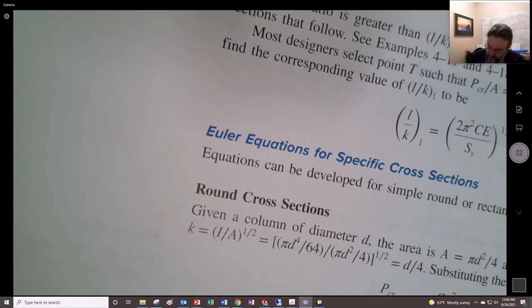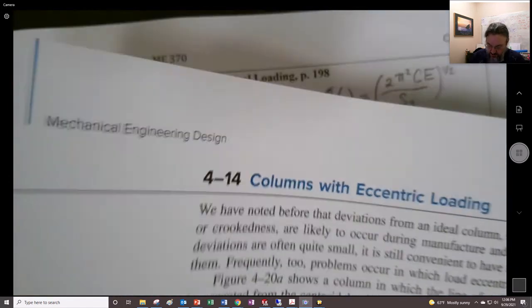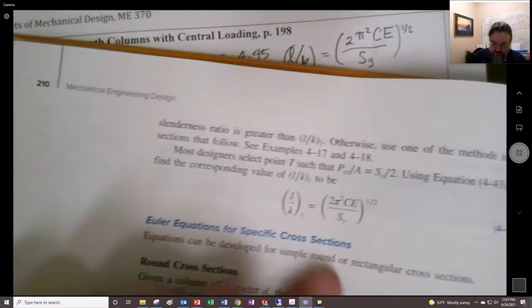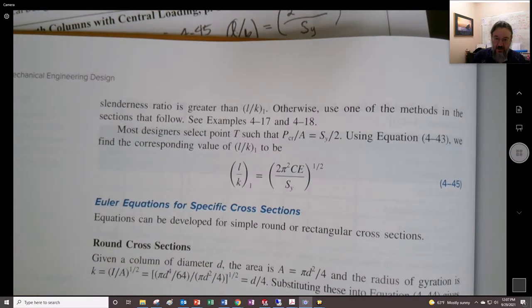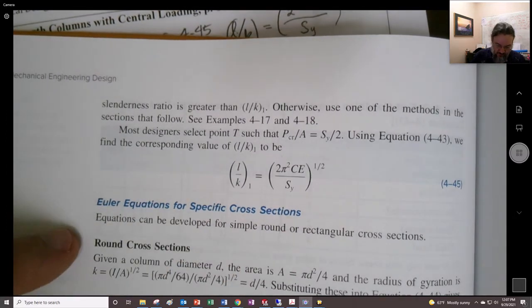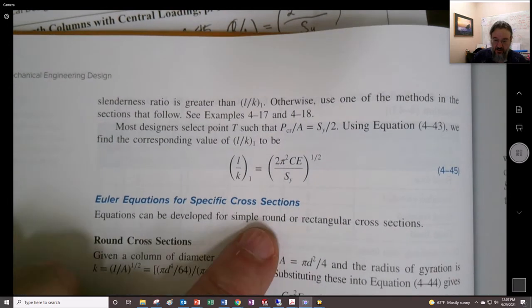Where'd you go? Well, they're giving some more additional equations, but we're not going to look at those right here. So here is the equation. This is 445. What did I say? Yeah, it was still 445. So they added some other stuff in between for round cross sections and rectangular cross sections. I guess they decided that was important.